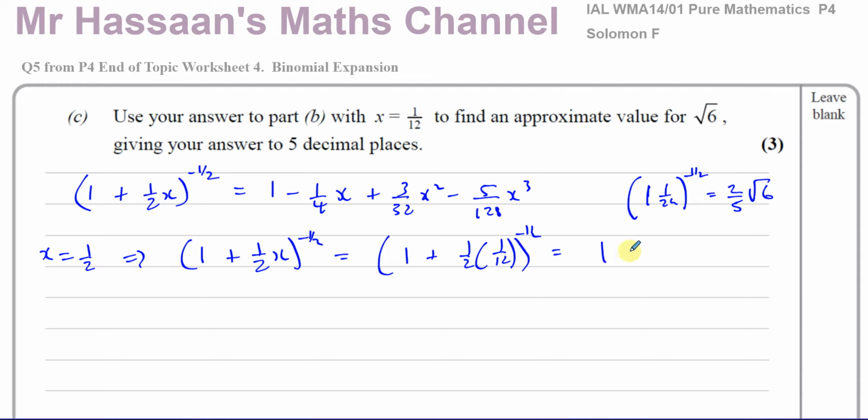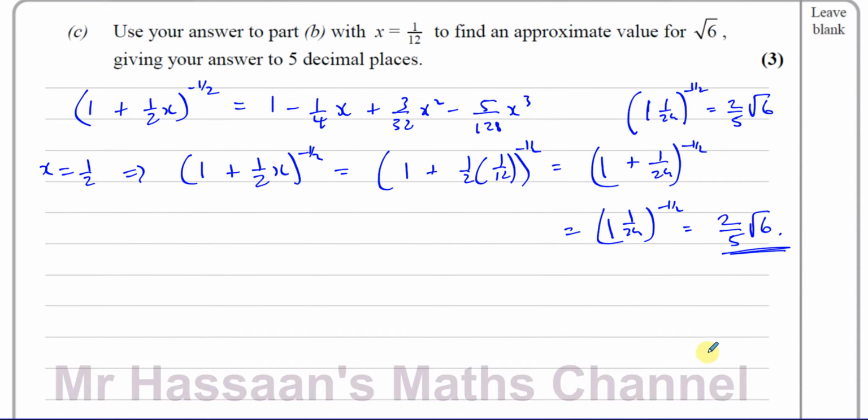which gives us 1 plus 1 over 24 to the power of negative half, which is exactly what we had right in the beginning, the first part of the question. This was basically 1 plus 1 over 24 to the power of negative a half, which we said became 2/5 root 6. Okay, so what we've done is we can replace the x in this, and you get 2/5 root 6.